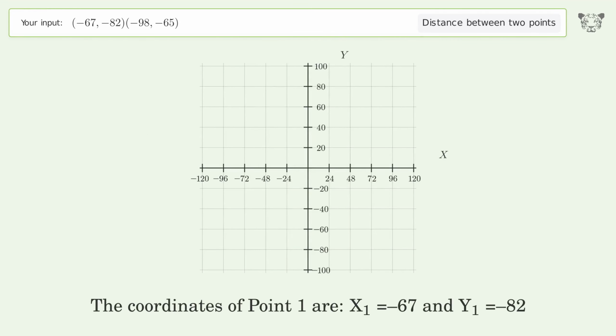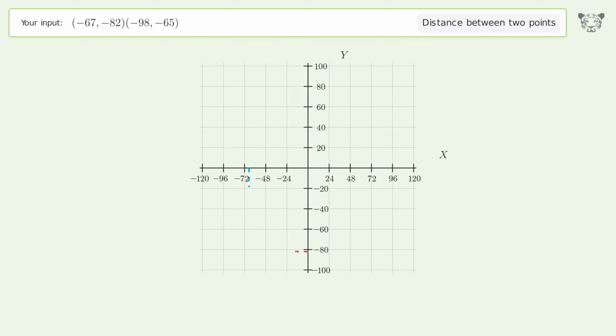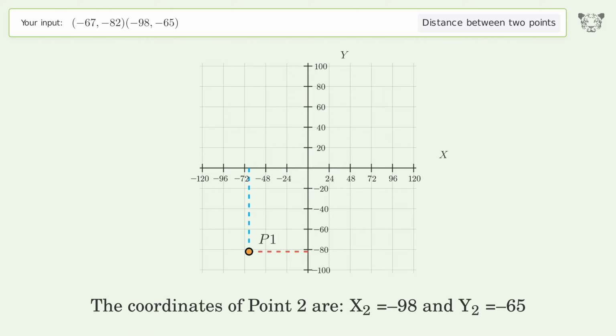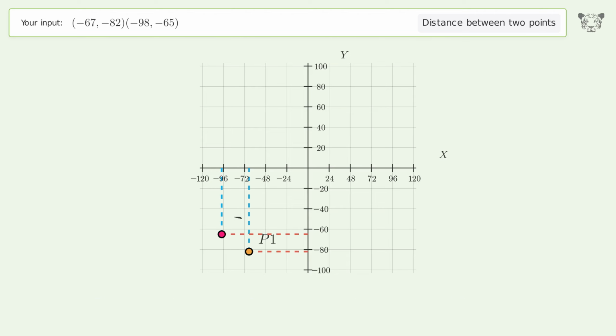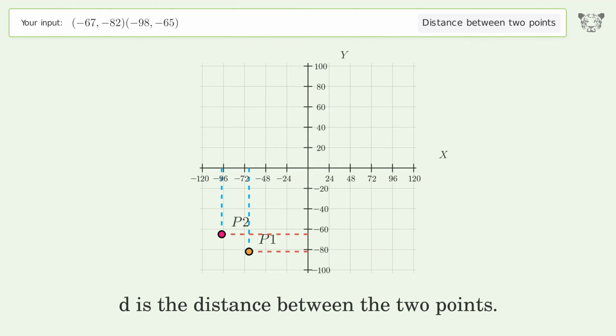The coordinates of point 1 are x1 equals -67 and y1 equals -82. The coordinates of point 2 are x2 equals -98 and y2 equals -65. D is the distance between the 2 points.